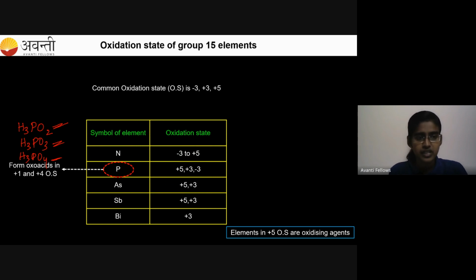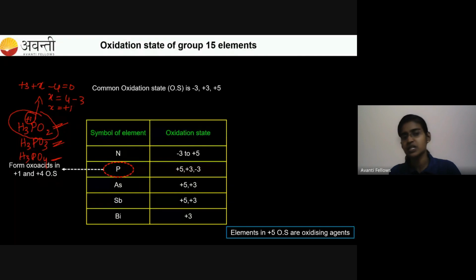So in the case of H3PO2, what is the oxidation state of phosphorus? Take phosphorus as X, and for each hydrogen it is +1. Since we have 3 hydrogens, it is +3. So +3 plus X, plus 2 into -2, so it is -4, equal to 0. X is equal to 4 minus 3, which is equal to +1. So in H3PO2, the oxidation state of phosphorus is +1. Like this, you can calculate for H3PO3 and H3PO4 also. So they form oxoacids in +1 to +5 oxidation states.